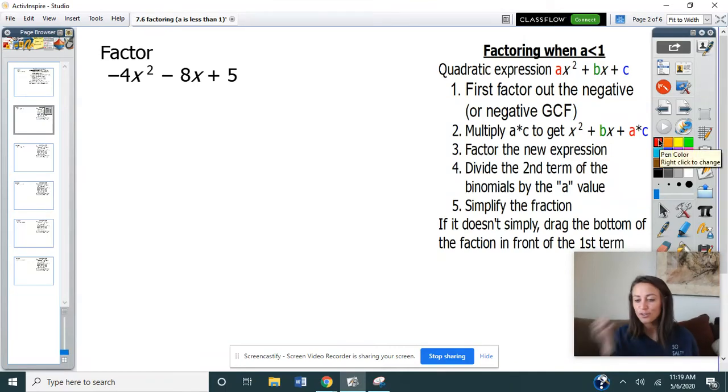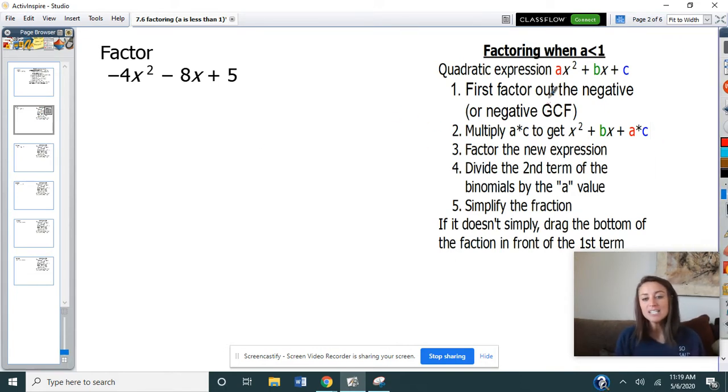Hey guys, so for this week, we're going to learn how to do some more factoring. Of course, we've been doing it this whole time. But last week we did factoring when a was greater than 1. Now, let me remind you, the a is the number in front of the x squared. So for this problem, the number in front of the x squared is -4. Last week we did it when a was positive, anything positive. But now anything less than 1 besides 0 is negative numbers. So we're going to be factoring when the a value is negative.